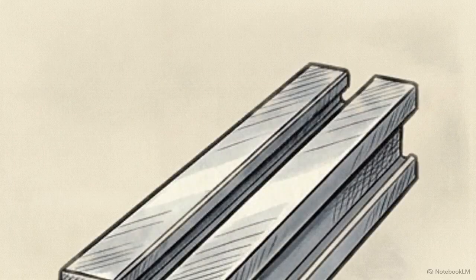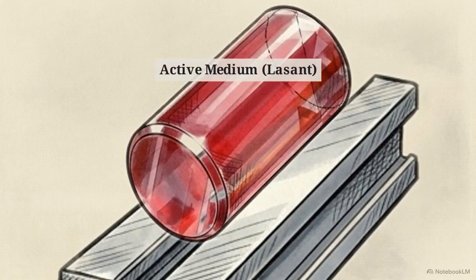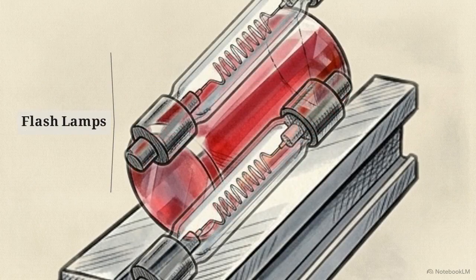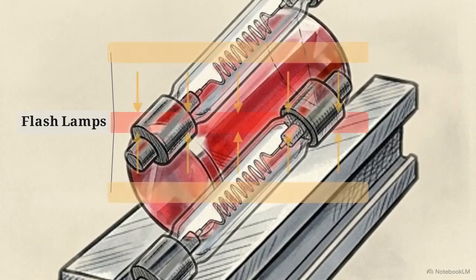The core of the system is the active medium. In a solid-state laser, this is a neodymium YAG or ruby rod, known as the lasant. We surround this rod with high-intensity flash lamps, pumping massive pulses of electrical energy directly into the solid-state rod.